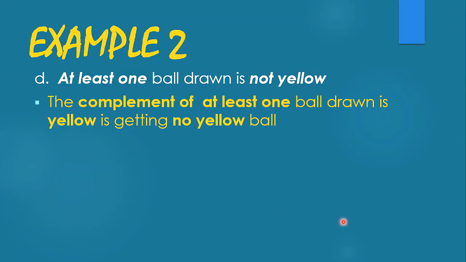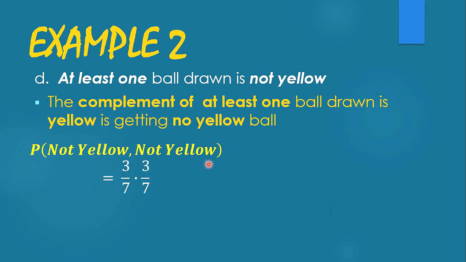Or another solution, the complement of at least one ball drawn is yellow is getting no yellow ball. So that is the complement of that. So we can have the probability of getting not yellow and then not yellow. So for getting not yellow ball, the probability is 3 over 7. Because we have 4 yellow balls in a box, the remaining balls are not yellow balls. So therefore, we have 3 over the total number of balls in a box, times the probability of getting not yellow balls. Again, we have 3 over 7, or that is equal to 9 over 49.